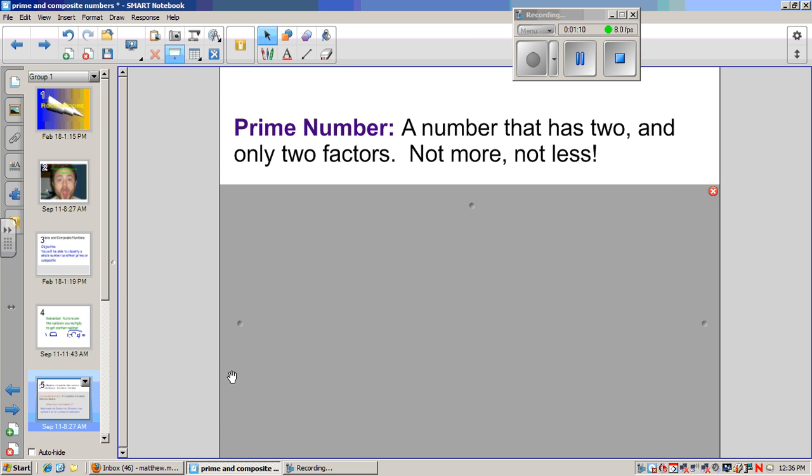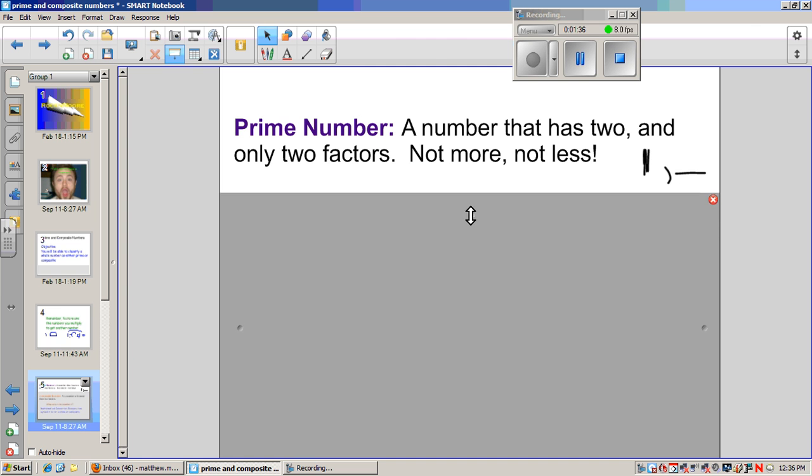Very simply, a prime number is a number that has 2 and only 2 factors. Not more, not less. And one of the factors in a prime number is always going to be the number 1. So it's always going to be the number 1 and whatever the number is. One of them is the number 1, and one of them is the actual number.